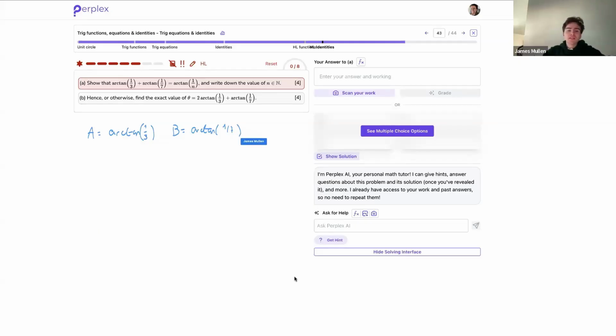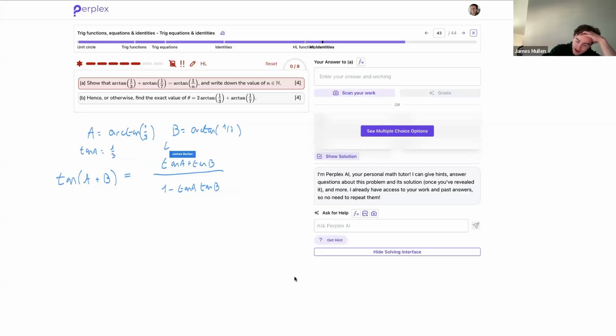All right, and I care about the sum of these two things, and that tells me I should maybe be using a tan compound angle identity because I have arctan here. So if I do tan of A plus B, I'm going to get, according to the formula, tan A plus tan B divided by 1 minus tan A tan B. And because A is the arctan of 1 over 3, then tan of A is equal to 1 over 3, and tan of B is equal to 1 over 7.